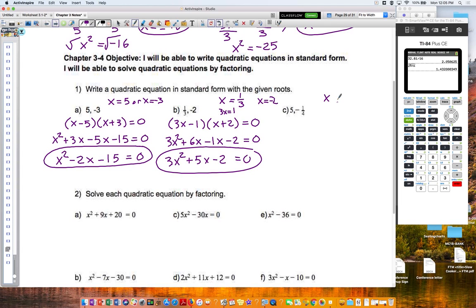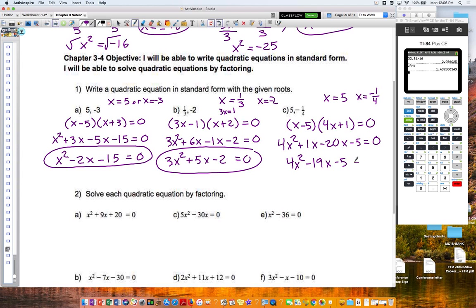So the last one is just the same process. X equals 5. X equals negative 1/4. So I have x minus 5, move that over, negative. So again, multiply by 4, so I get 4x, but minus 1 over becomes plus 1. So now again, FOIL, 4x squared plus 1x minus 20x minus 5 equals 0. So I combine like terms, 4x squared minus 19x minus 5 equals 0.